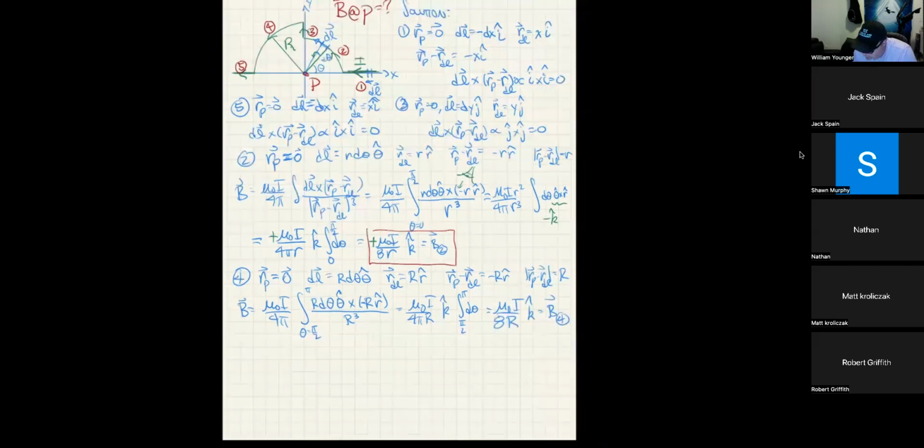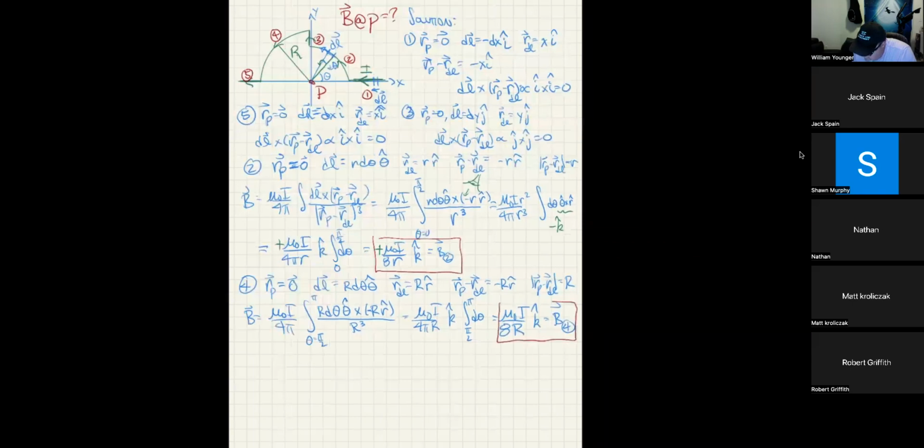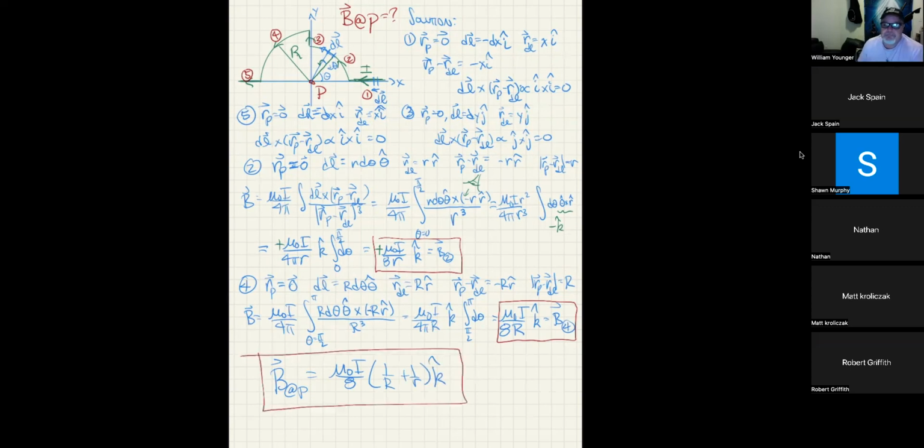Okay, so now I'll go ahead and box this answer off. And now I know that B total, B at P, is in fact equal to, notice all of the terms have a mu 0 I over 8. So mu 0 I over 8 times 1 over R plus 1 over R k hat is the net magnetic field as a result of that. Any questions?